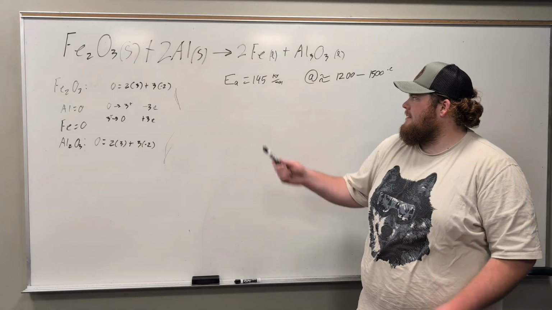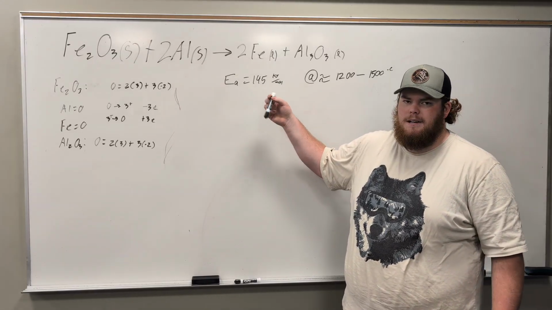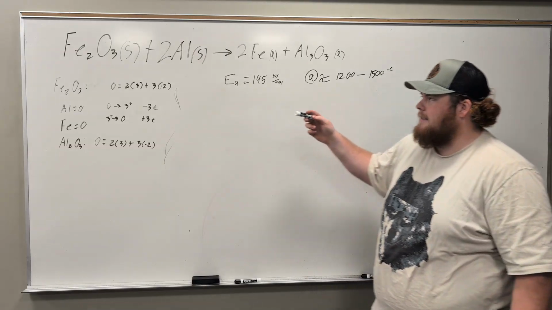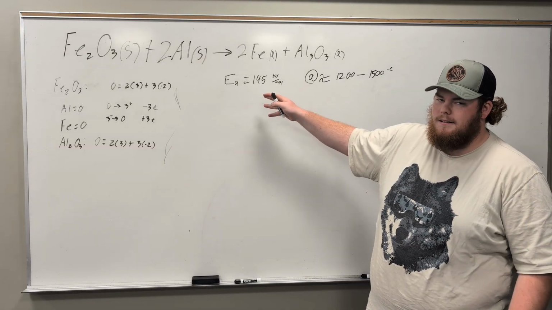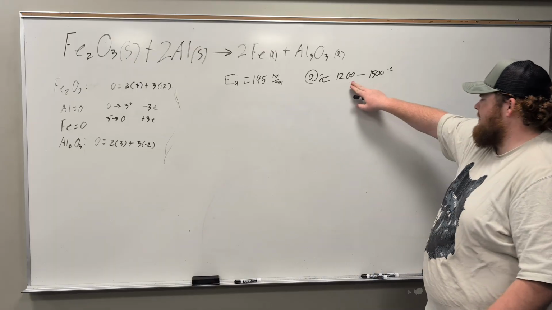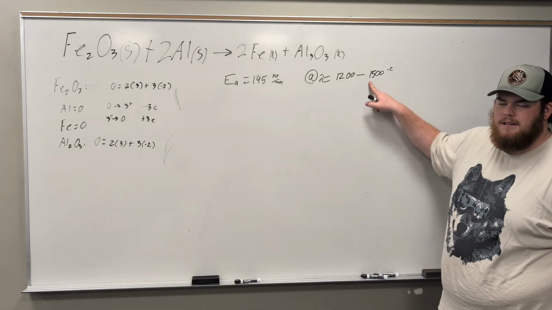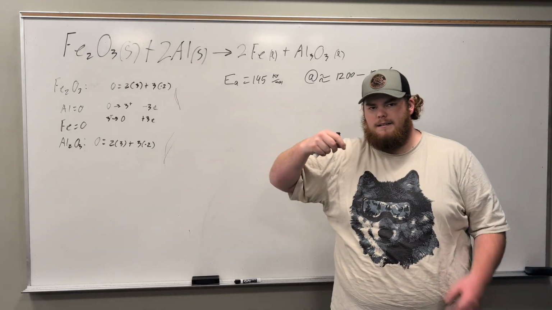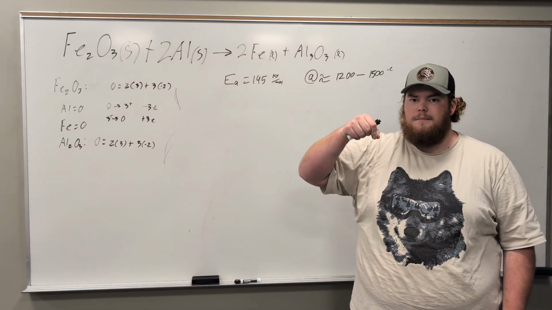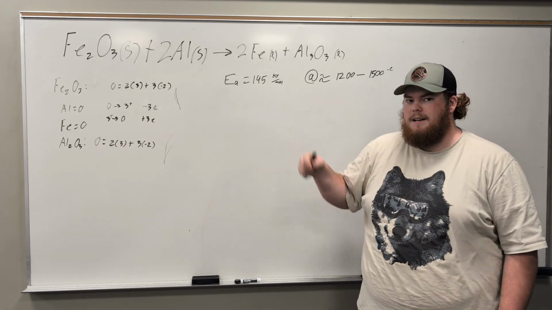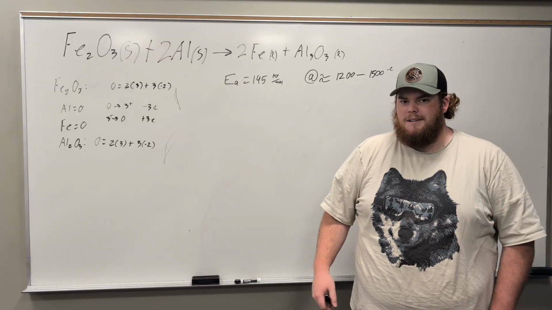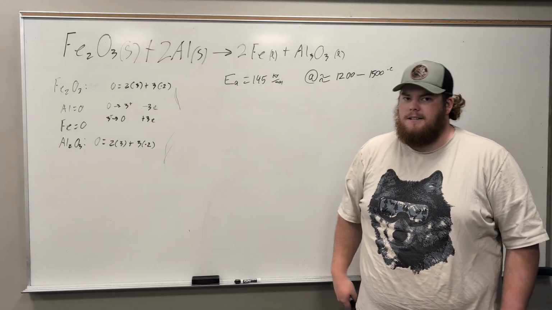The activation energy for this reaction is about 145 kilojoules per mole. It's pretty high, and we haven't learned this in class, so I don't know how to do it, but it's roughly 1200 to 1500 degrees Celsius for the reaction to start. Normally they add little bits of magnesium, which burns about that rate, or a big sparkler, and that gets the reaction to kick off.